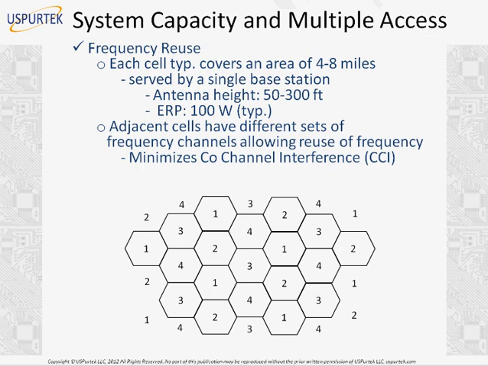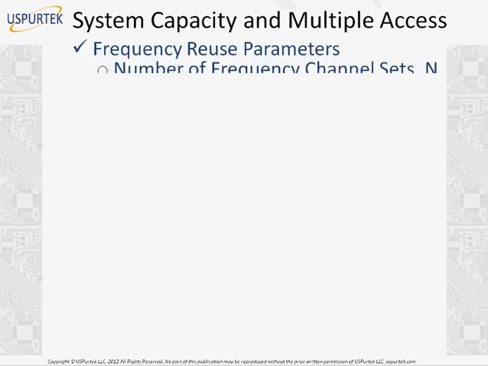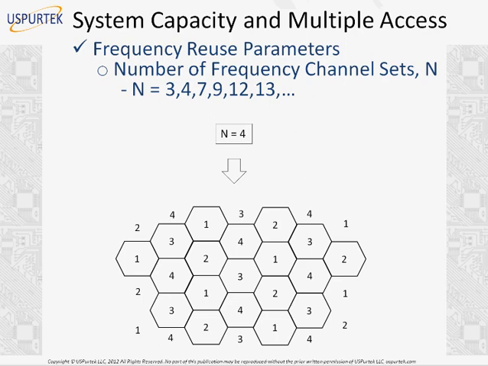And if you see the number 2, after skipping one more cell area, you have number 2 assigned again to a different cell area. So you are reusing frequency. Number 1, number 2, number 3, number 4, all are reused, but they are not lying in adjacent cells. Now there are a few parameters we need to consider when we do frequency reuse.